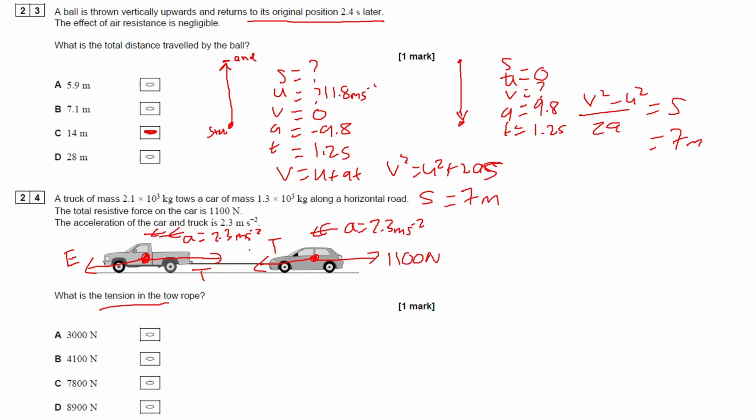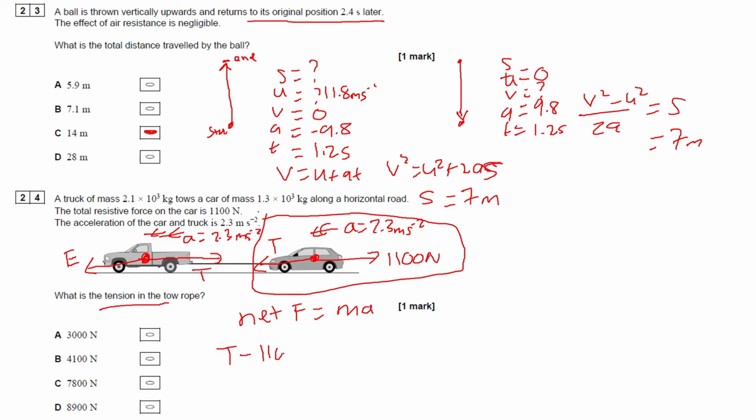So looking at just the information about the car, I could write a net force equation to say, well, the net force, if I take left to be positive because that's the direction of acceleration, then it's T minus 1100 equals the mass of the car, which has been given to be 1.3 times 10 to the 3, times the acceleration 2.3. Rearrange this to get the tension in the car, and you see it's 4090 newtons. So that's closest to B.